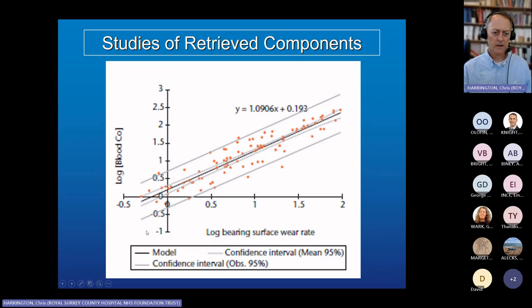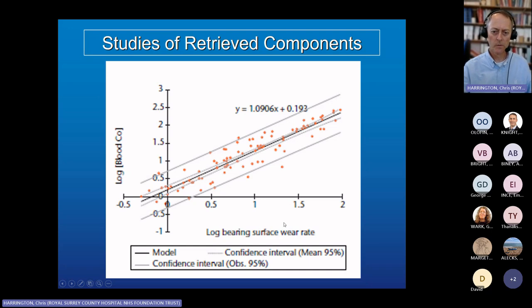Well, one of the things they were interested in back in the early days was when we're measuring this as a screening. So this is blood cobalt levels here, and this is the surface wear of these components. Was blood lead a good representation of the amount of wear there was?